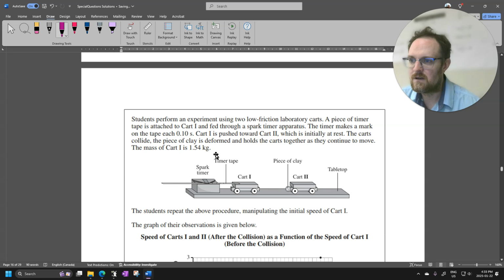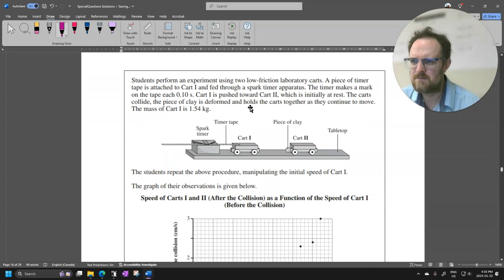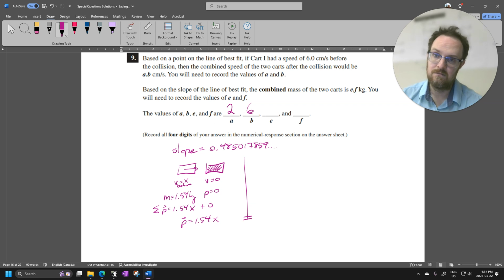And what do we know about the cart before? We know its mass, 1.54. 1.54 grams? Kilograms. It's big. Oh, it is kilograms. Okay. So we know its momentum is 1.54 times x. The reason I put an x there is because that's my x variable, right? Plus 0. So the sum of all the momentum beforehand is just 1.54x. Okay, we know that's going to be equal to what's on the other side.